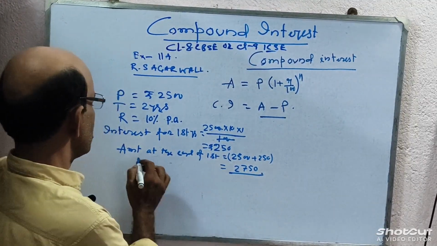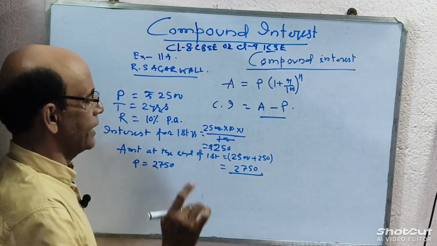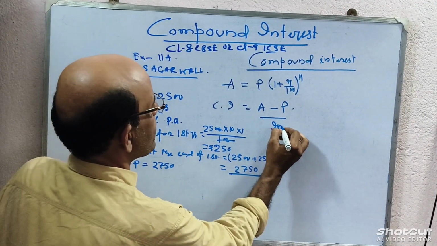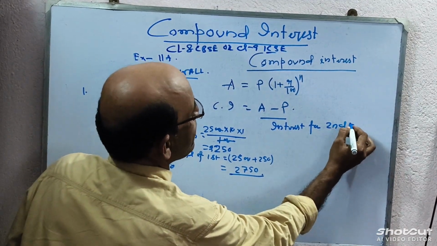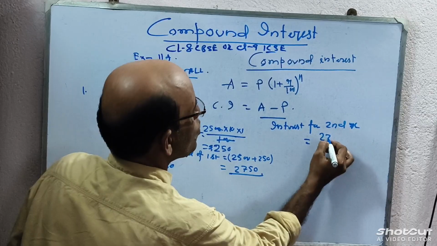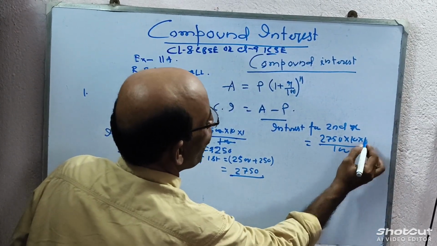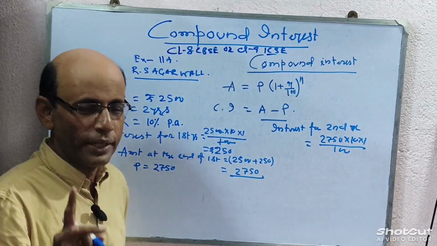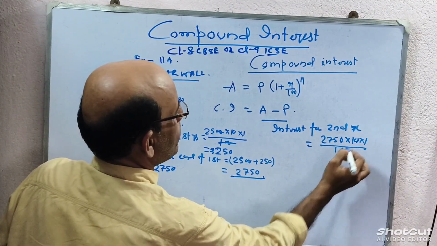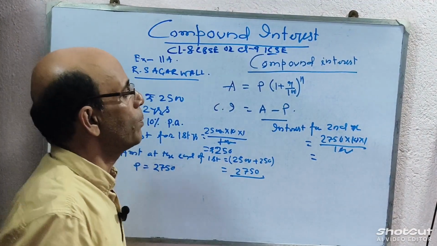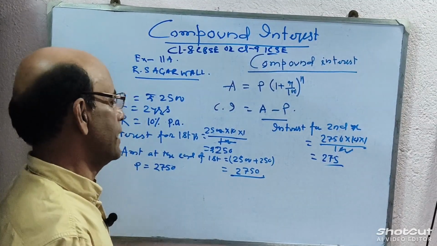Therefore, principal for second year is equal to 2750 in the second year. Therefore, interest for second year, not 2 year, second year is equal to 2750 into 10 into 1 by 100. 1 because second year only 1 year. Therefore 275 is the interest for second year.